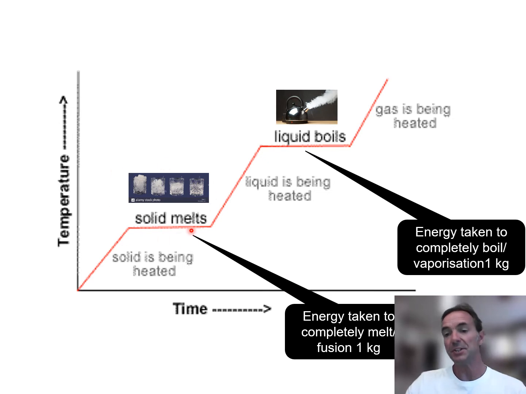So here's the definition of the two specific latent heats. Fusion: the energy taken to completely melt 1 kilogram of any material. That is the specific latent heat of fusion.